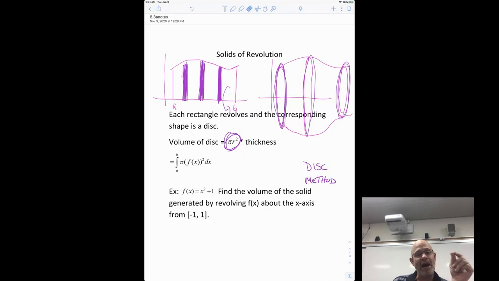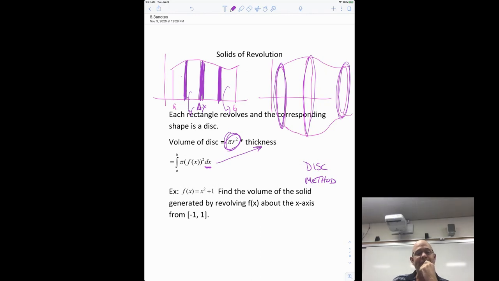So pi is from the area of the circle, r squared, and that r is just the function, because when that spins, that's the r. We're going to do this between two curves in just a second. Right now, it's always just one curve. And then the thickness is the dx, the little change in x, the thickness of that vertical rectangle. There's your delta x, okay?